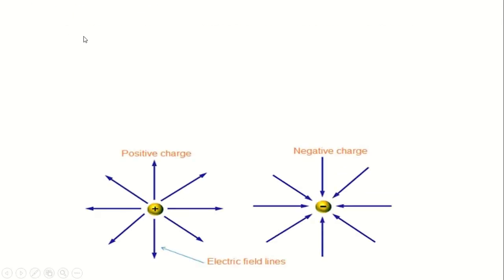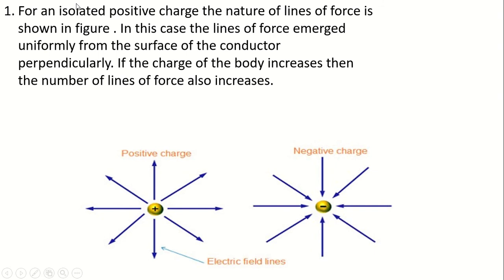Now, look here. For an isolated positive charge, the nature of the lines of force is shown in the figure. In this case, the lines of force emerge uniformly from the surface of the conductor perpendicularly. If the charge of the body increases, then the number of lines of force also increases. That means the charge of the body and the lines of force are proportional to each other.